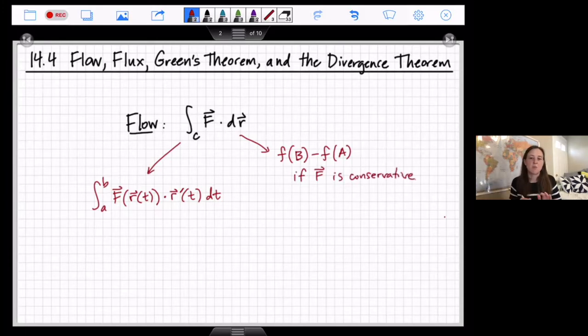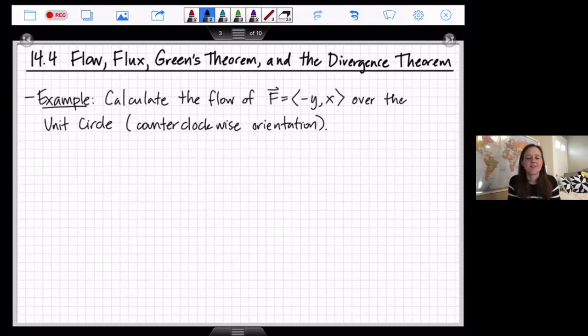These are just going to be a repeat of the examples that we did in section 14.3. All right, so let's calculate the flow of this vector field, F equals negative y comma x, over the unit circle in counterclockwise orientation. If we knew that this was a conservative vector field, then we would be able to find this using the fundamental theorem of line integrals. A quick check is going to show you that the curl is not equal to 0. If you want to do this on your side, you can pause the video. The curl of this vector field ends up being 0, 0, 2, which is not equal to 0. So this is not a conservative vector field.